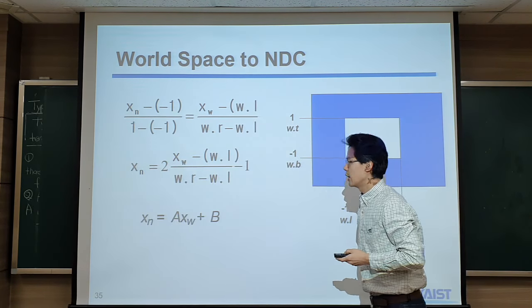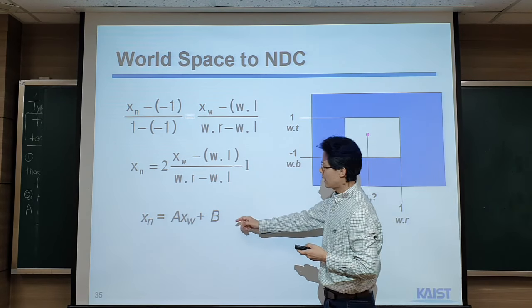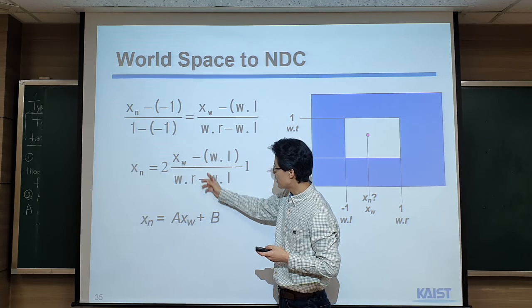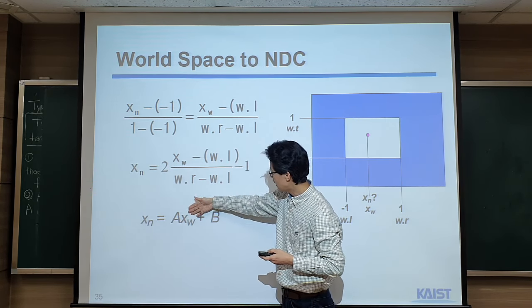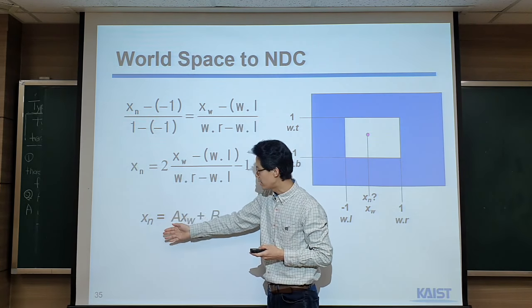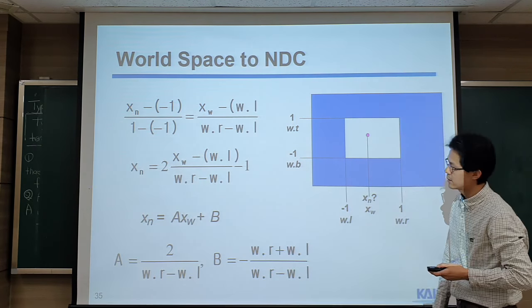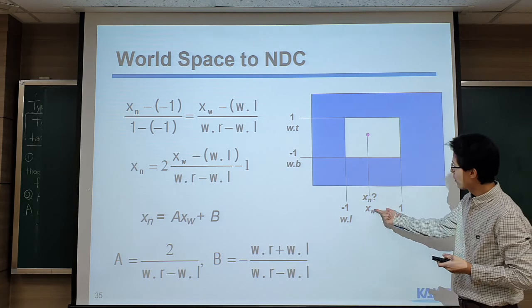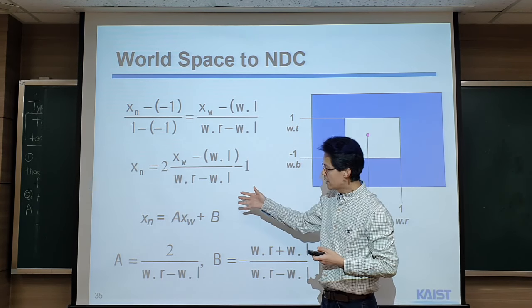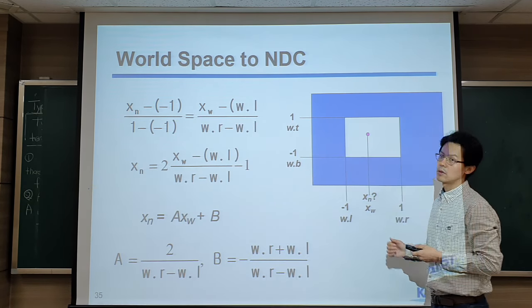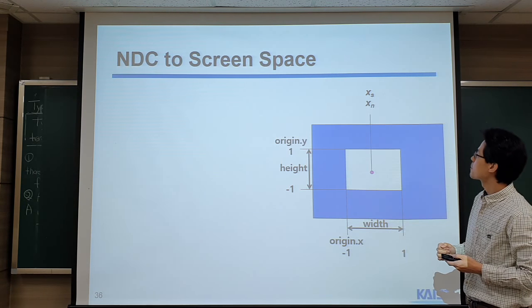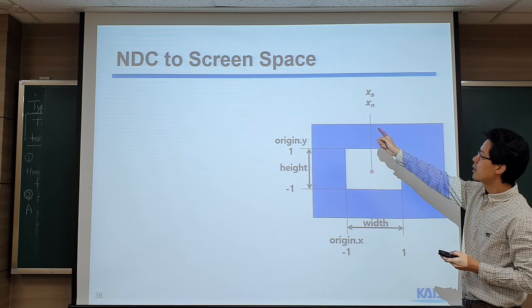Base this one. Overall, starting from this world coordinate, we apply some a and add some b, then we can compute this one. A and b are actually represented by something like this. So the bottom line is that starting from the world coordinate, by multiplying some number and adding some number, we can get this one. Same thing from the NDC to the screen space.